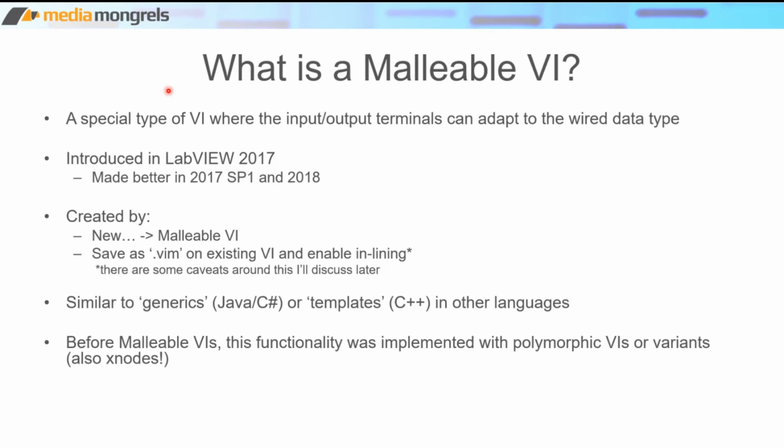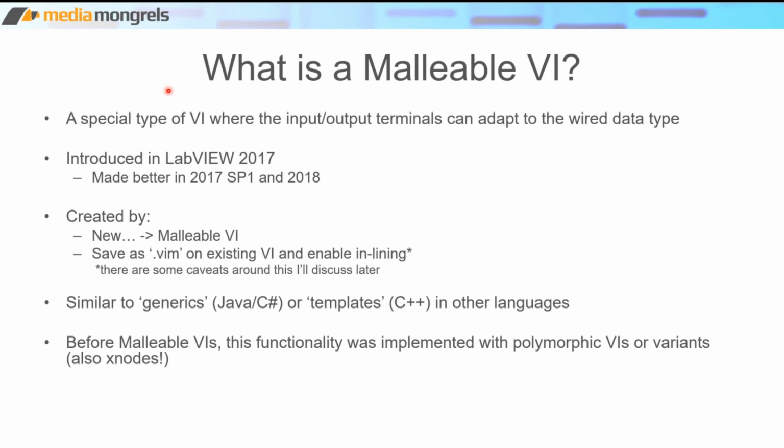The way you create a new Malleable VI is File, New, and one of the options there is Malleable VI, which sets up the VI. But essentially, if you save any VI as a .vim file and enable inlining, that's the same thing as creating one from scratch. So you can take an existing VI, convert it to a Malleable VI, and vice versa. You just have to remember that a Malleable VI is inlined, so you have to tick that box, and if you don't, it'll tell you that there's a problem.